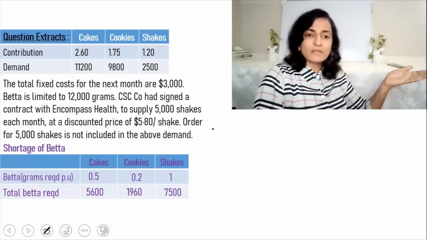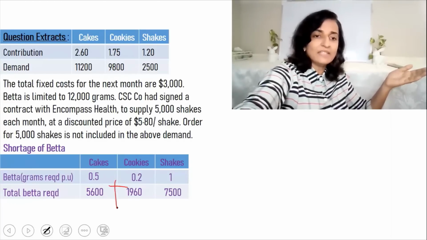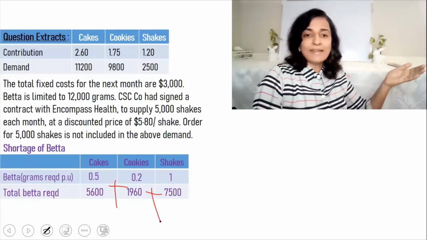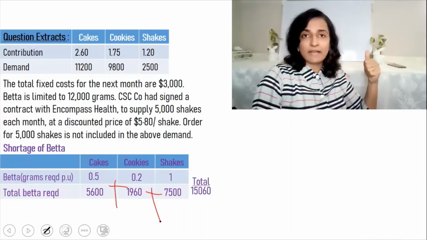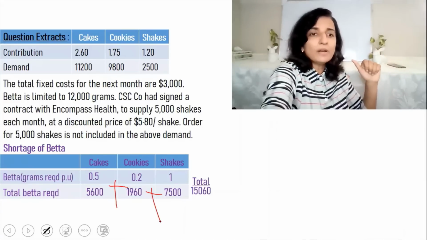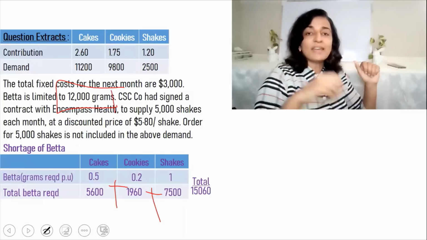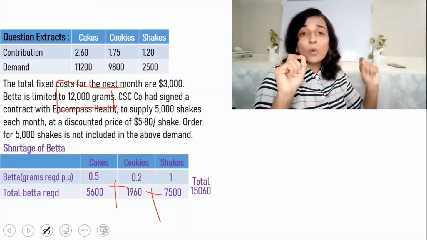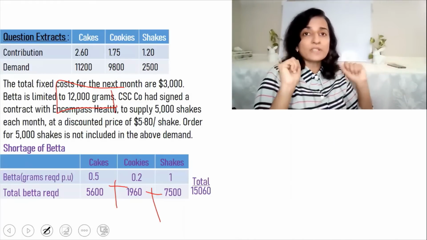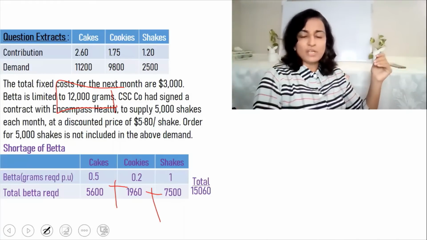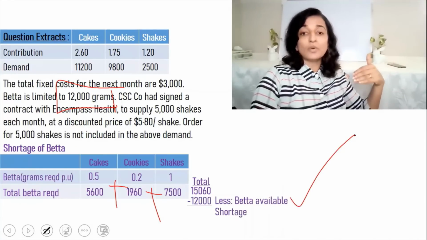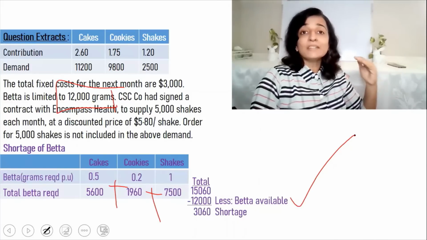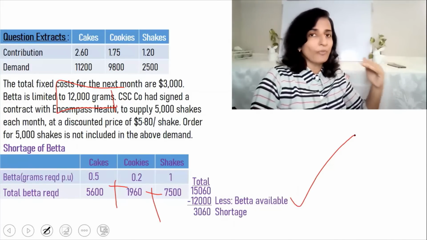So what is the total butter which is required? Just add these three. You will get the total butter which is required for CSC. That is 15,060 grams. And how much butter is available? In the question, it is mentioned that butter is available only to the extent of 12,000 grams. So what is the shortage? Shortage is 15,060 minus 12,000. So you have a shortage of 3,060 grams of butter.